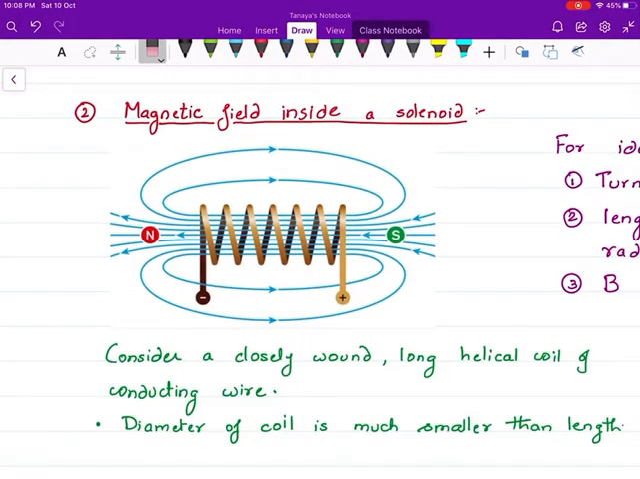Hello students. In this video we are going to see how to find the magnetic field inside a solenoid using Ampere's circuital law. In the last lecture we had seen how to find the magnetic field due to a current carrying conductor using the Ampere's circuital law. In this case we are studying about a solenoid.